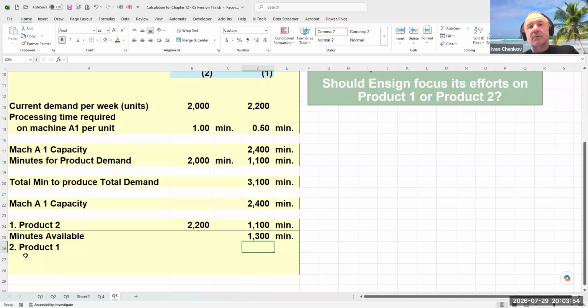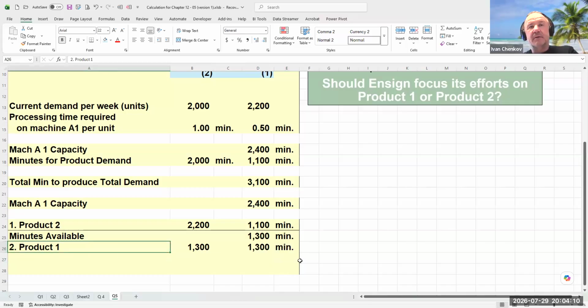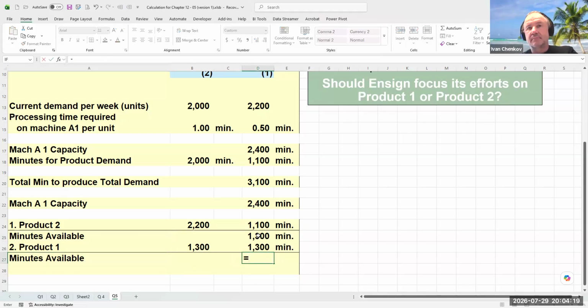With 1,300 minutes, if I can produce one product in 1 minute, that means I can produce a maximum of 1,300 units of product one. And after I finish with this, my available minutes are going to be 0. So I don't have more capacity on machine one. I use all my minutes.